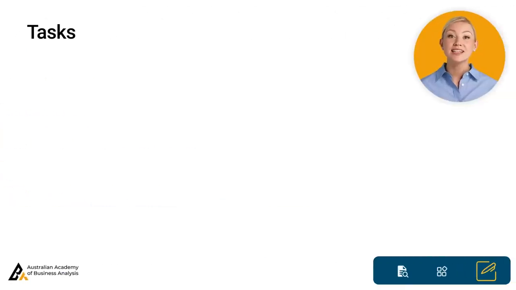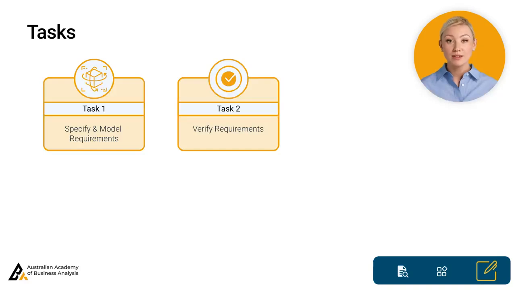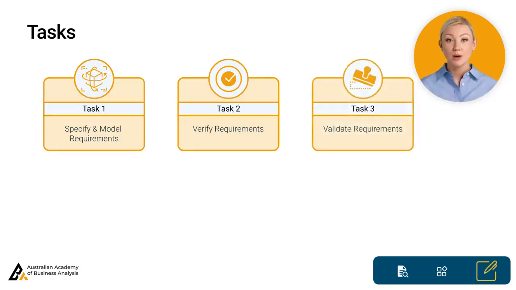The Requirements Analysis and Design Definition knowledge area encompasses several key tasks. First, the task of specifying and modeling requirements involves detailing requirements or designs using analytical methods. This is followed by verifying requirements, which ensures they are developed sufficiently for stakeholder use, maintaining internal consistency and high quality. Validating requirements confirms they deliver business value and align with organizational goals.